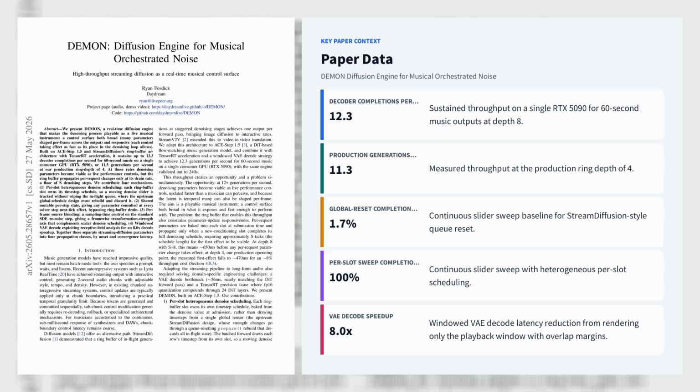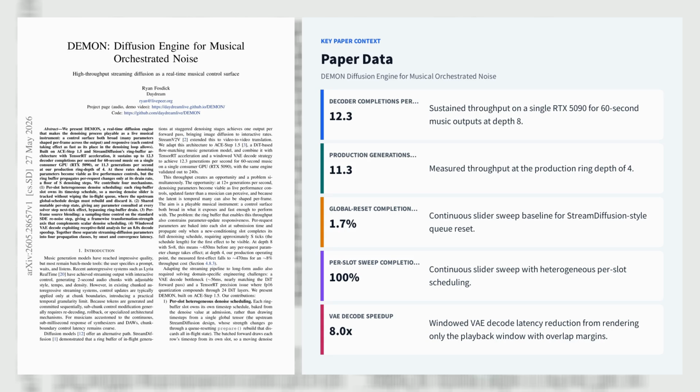Let's explore the first paper, Daemon: Diffusion Engine for Musical Orchestrated Noise. Daemon, from Daydream, turns ACE-Step 1.5, a diffusion music model, into a real-time performance instrument by adapting Stream Diffusion's ring buffer streaming design to audio and accelerating it with TensorRT. On an RTX 5090, it sustains 12.3 decoder completions per second for 60-second tracks, or 11.3 generations per second at the production depth of 4, while maintaining sample-identical parity with batch decoding at the 16-bit PCM level.